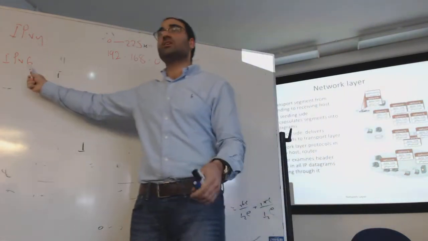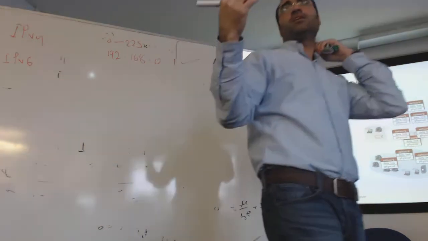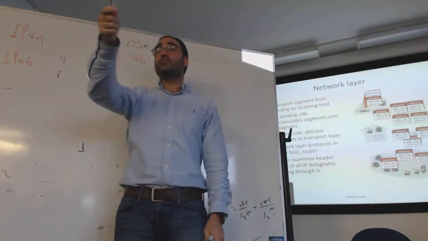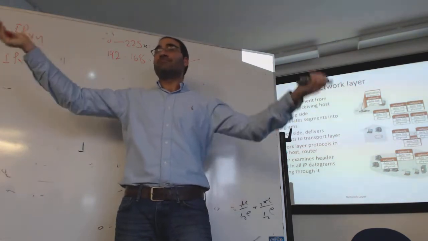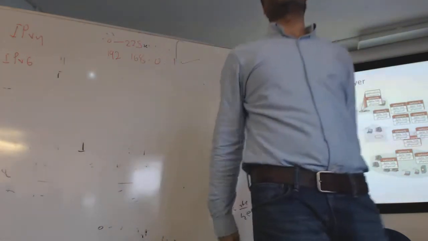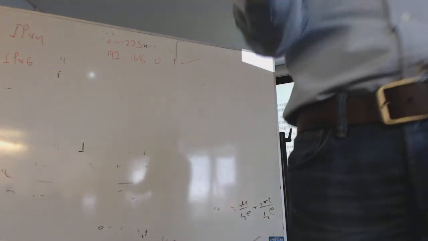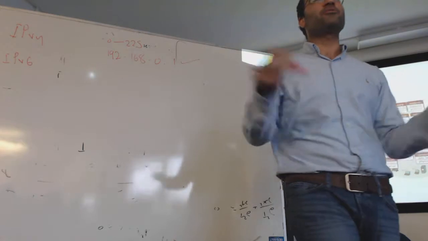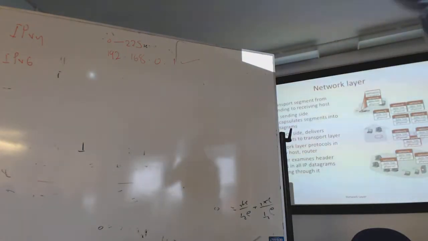And then you have version 6, which is not being employed heavily. And why do we have version 6? Does anyone know? Because of the number of addresses? Exactly. There are about 4 billion IP version 4 addresses, but they were not enough. They ran out. What do you think happened in the beginning?